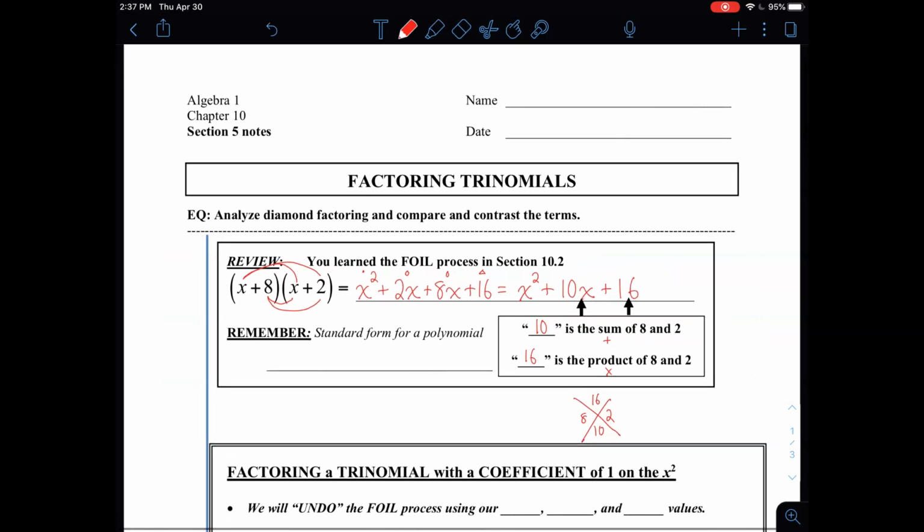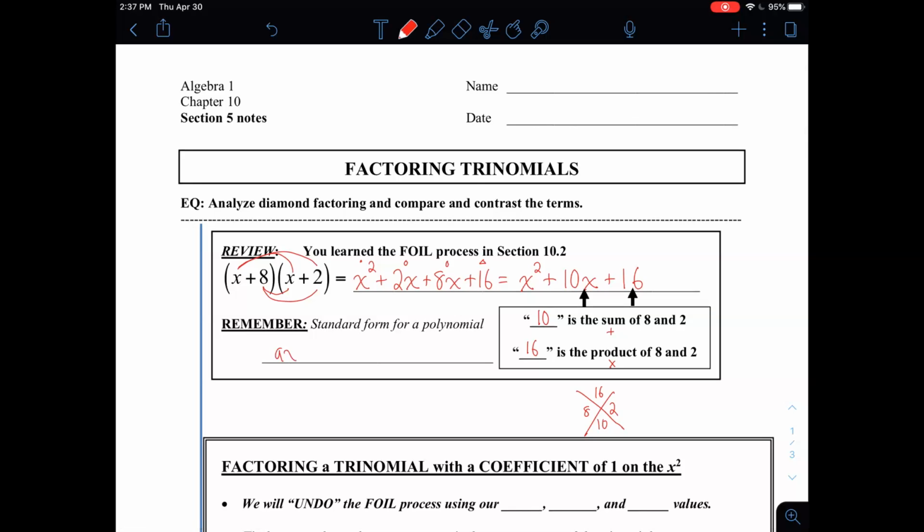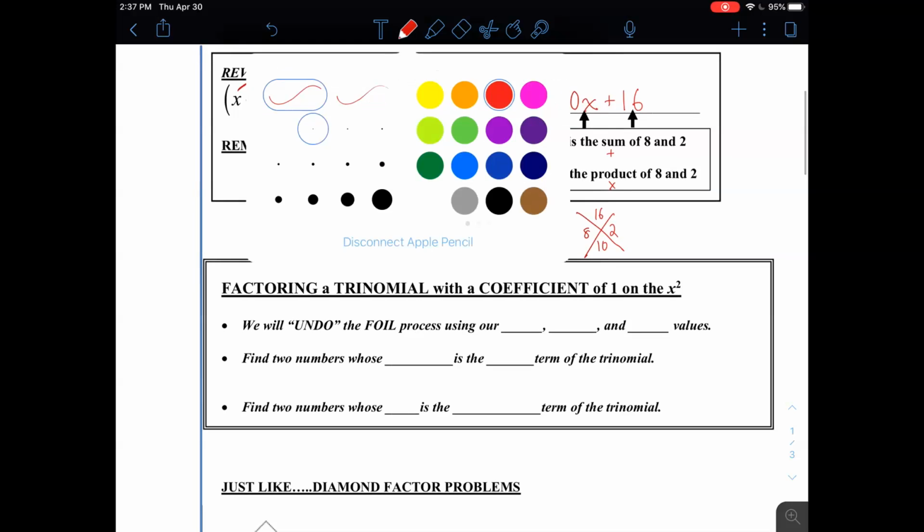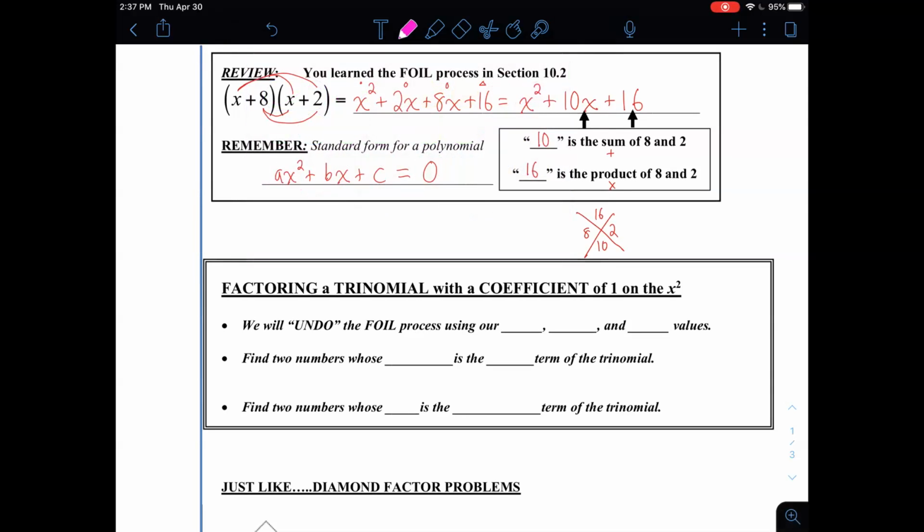The standard form for a polynomial is going to be ax squared plus bx plus c equals 0. Next, it says factoring a trinomial with a coefficient of 1 on the x squared. Coefficient is the number in front of the x squared, so that's going to be a. So a is going to equal 1, or else it would just be x squared.